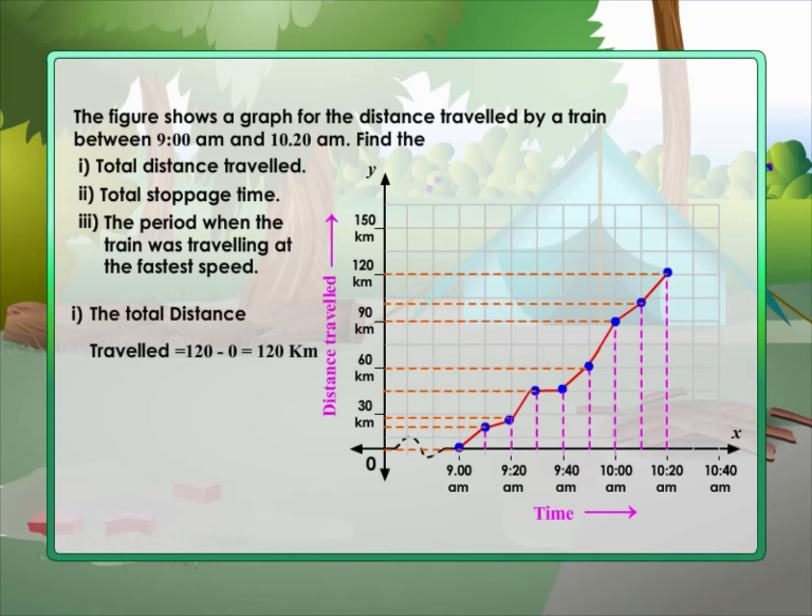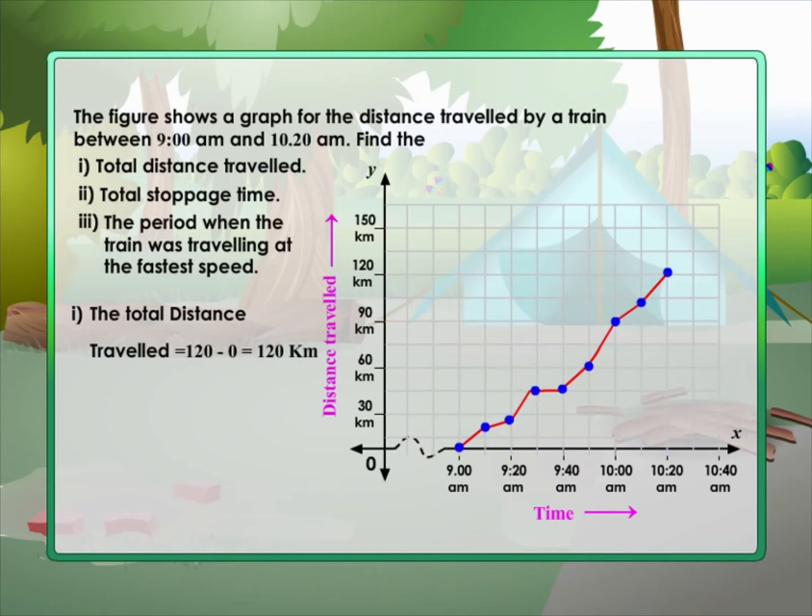We get 120 kilometers. The horizontal parts of the graph indicate that the distance does not increase. No increase in distance implies the train does not move in that period. To find the period when the train was stationary, you locate the horizontal sections of the graph and draw vertical lines to the x-axis from each. The points where the vertical lines intersect the x-axis are the times when the train was not moving. Subtract the two times to give us the stoppage time for the train.